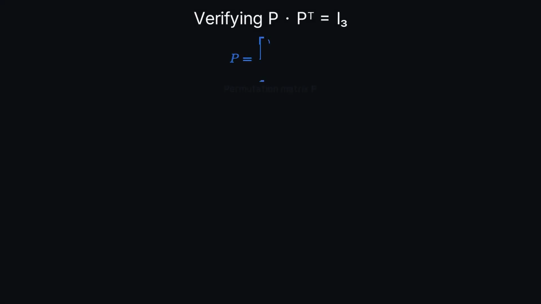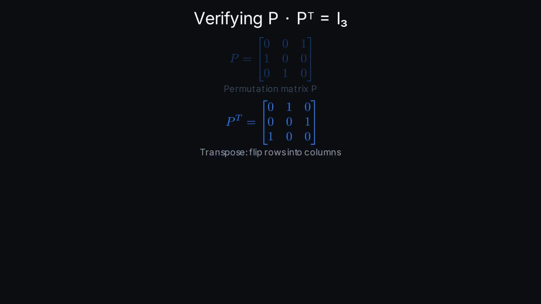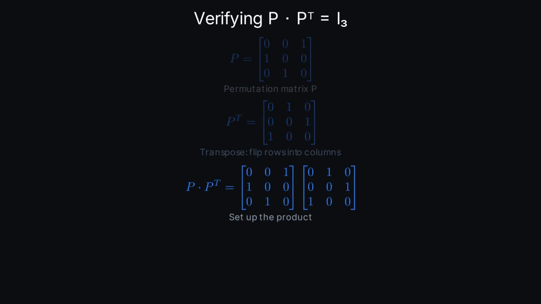P is the matrix 0, 0, 1 in the first row, 1, 0, 0 in the second row, 0, 1, 0 in the third row. The transpose operation flips rows into columns. So P transpose is 0, 1, 0 in the first row, 0, 0, 1 in the second row, 1, 0, 0 in the third row. Now let's compute P times P transpose to see if we get the identity.